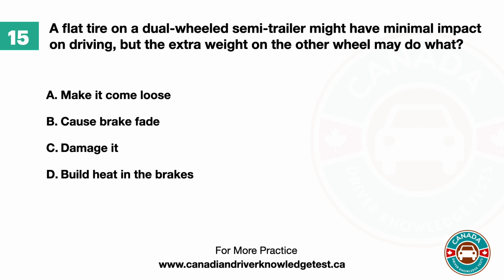Question 15. A flat tire on a dual-wheeled semi-trailer might have minimal impact on driving, but the extra weight on the other wheel may do what? A. Make it come loose. B. Cause brake fade. C. Damage it. D. Build heat in the brakes. The answer is C. Damage it.